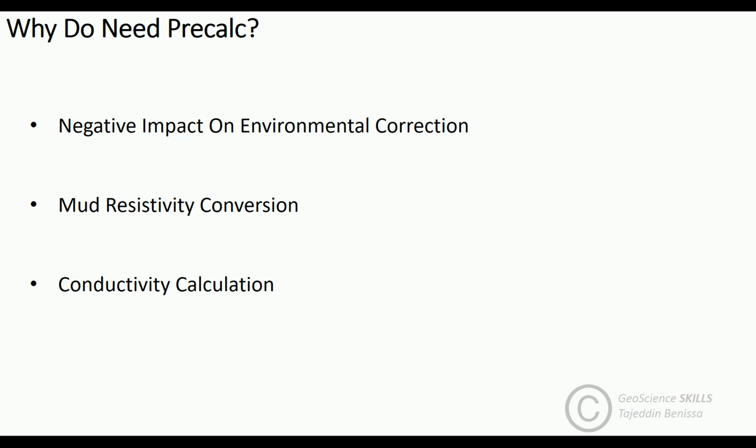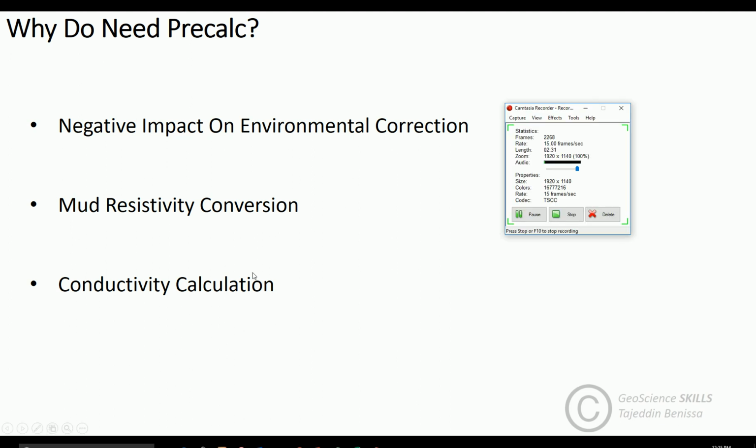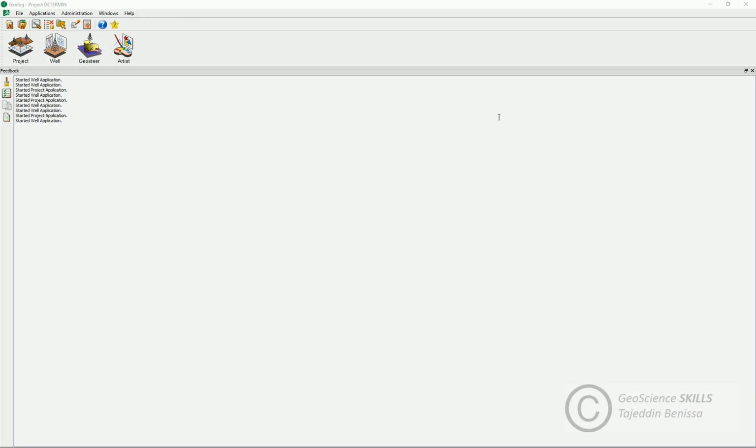Now let's go and start our exercise using GEOLOG software. This is the GEOLOG platform. The name of the project is DETERMIN, and we will do a deterministic log interpretation for only one well, which is C110. It's a vertical well drilled to produce oil from a carbonate reservoir.